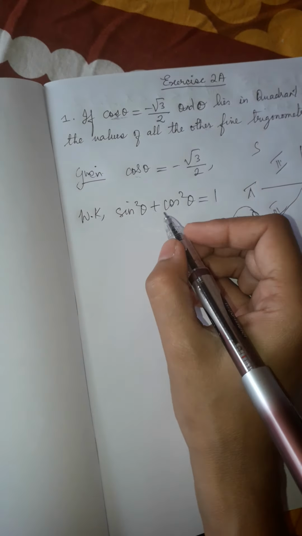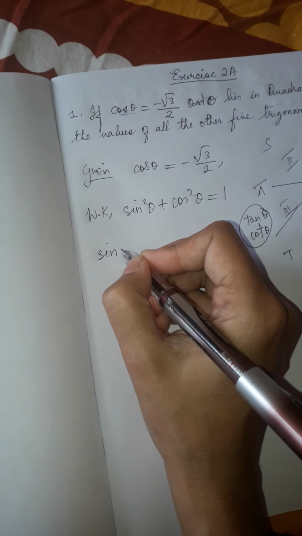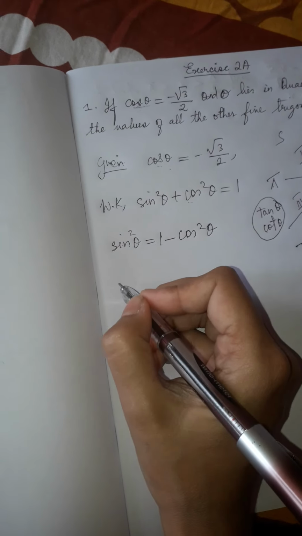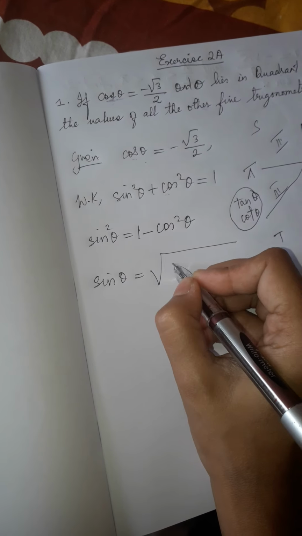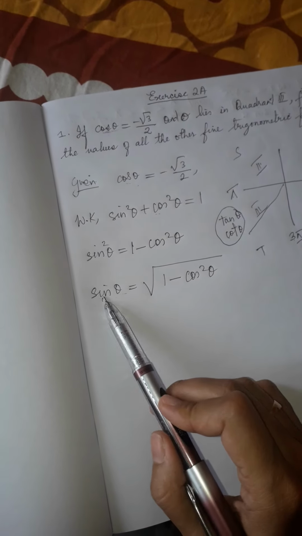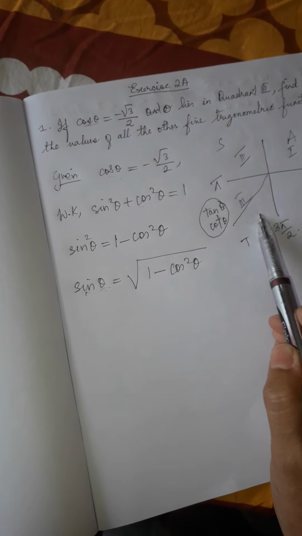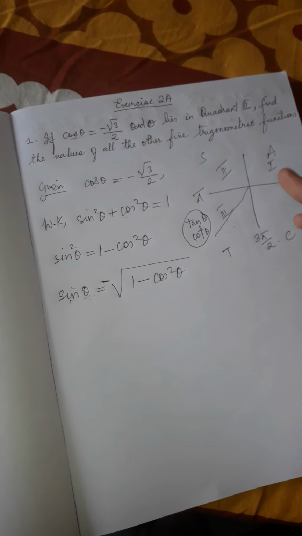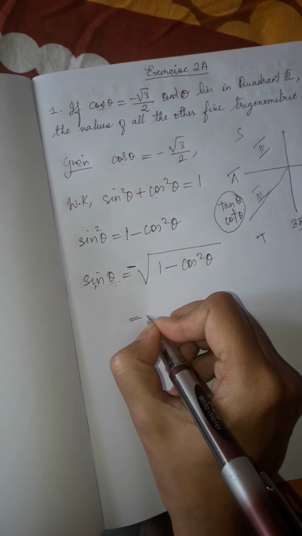This identity we have already seen, and we have the value of cos theta. So we want to find sin theta first of all. So sin square theta will be equal to 1 minus cos square theta, and taking square root on both sides, sin theta will be equal to the square root of 1 minus cos square theta. Now we know that sin theta will be negative in the third quadrant because theta is in the third quadrant. So we put a minus sign, because from the quadrant system we know that it will have a negative sign.